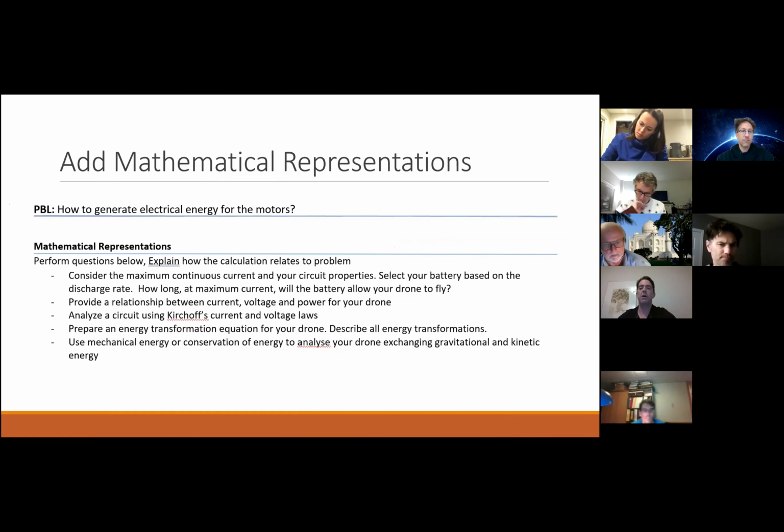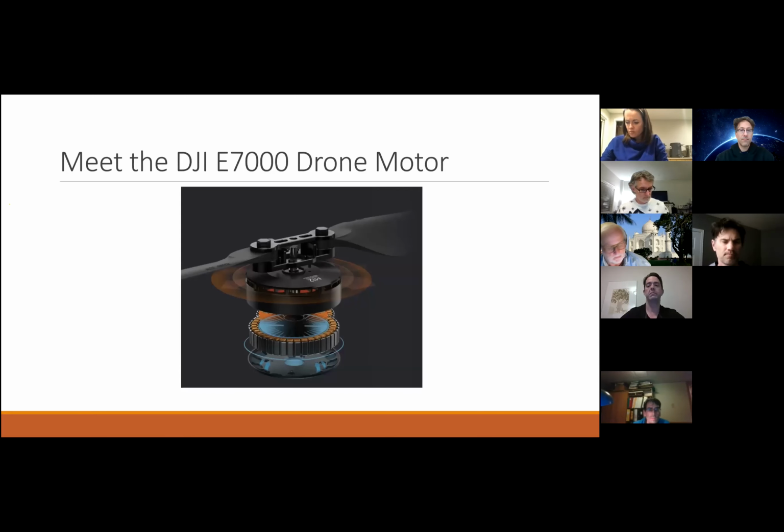And then the last step is the mathematical representations. So in this case, this is how to generate electrical energy for our motors. So this is where I would get into the mathematical problems, and I just outline whether I want them to do a second law equation, or if I want them to calculate really whatever relates to the problem. So when creating these things, I add an introduction, learning goals, picture, application, and math.